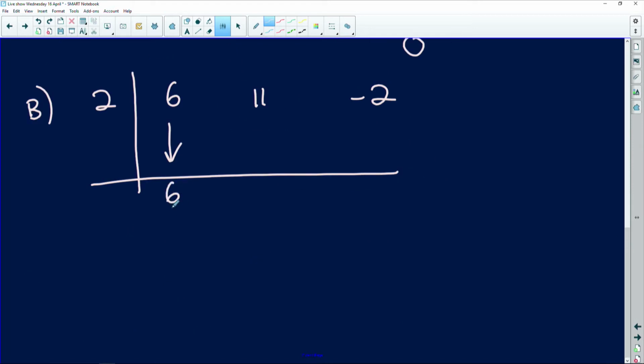So we get 6 there, then we multiply. So 6 multiplied by 2 is 12. We add these two together and we get 23. We then multiply again, which gives us 46. And negative 2 plus 46 is 44.